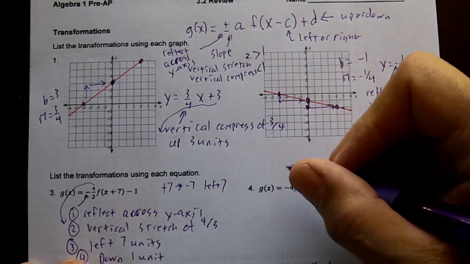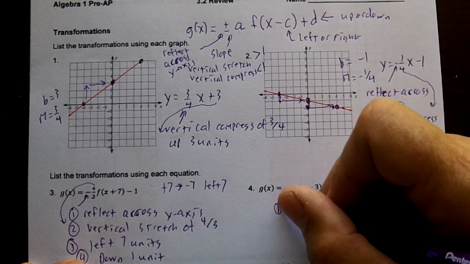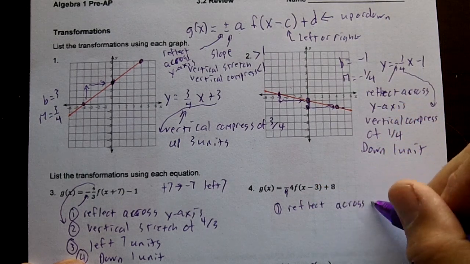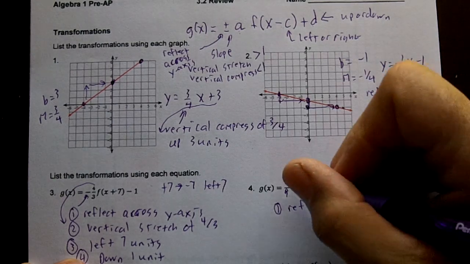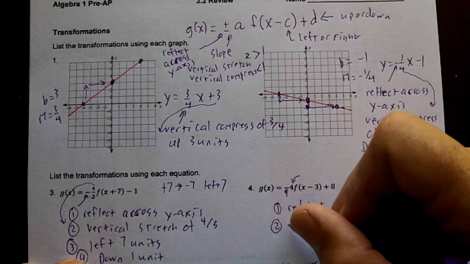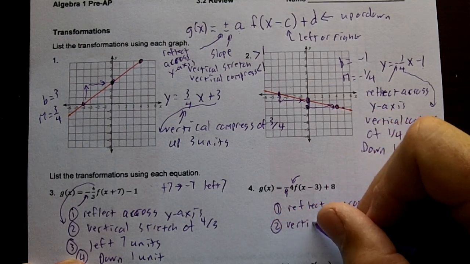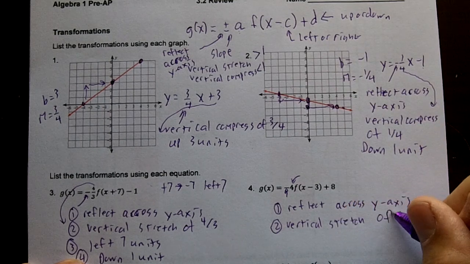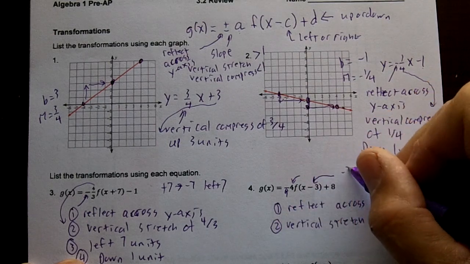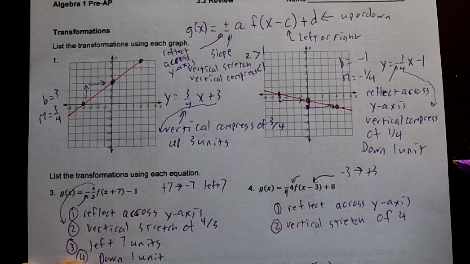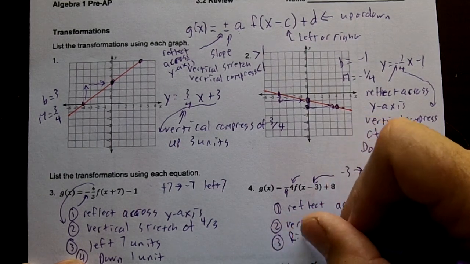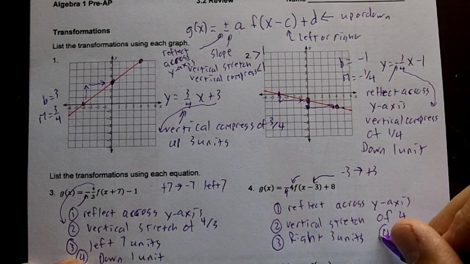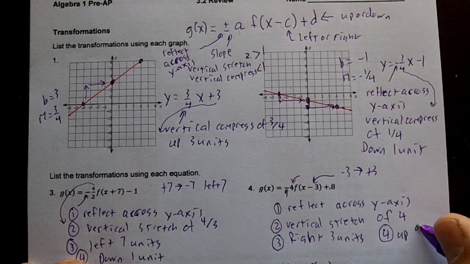Okay, we're going to do number 4. The negative right here, the first thing, step 1, that's a reflect across the y-axis. The 4 is more than 1, so that's going to be a vertical stretch of 4. The opposite of -3 is a positive 3 in it. So positive 3 on the x-axis is right 3. So it's going to go right 3 units. And step 4, I'm going to put it right here. The plus 8 would be up 8 units.